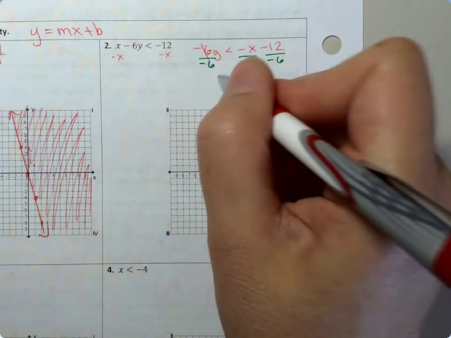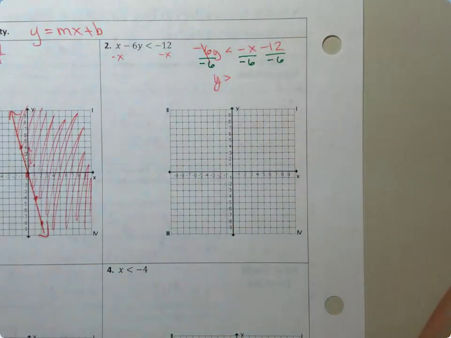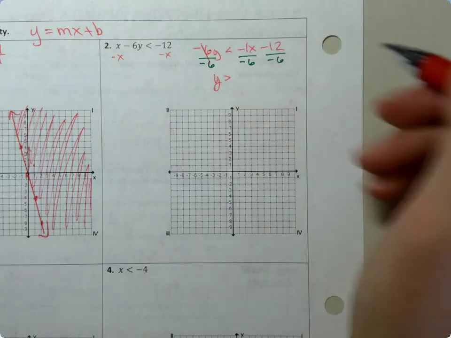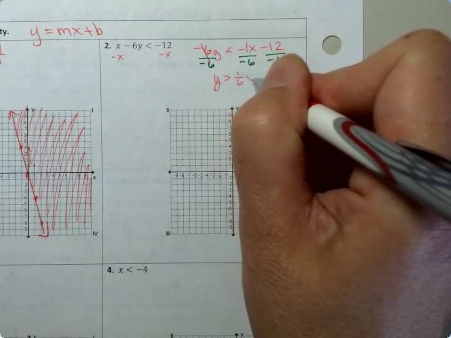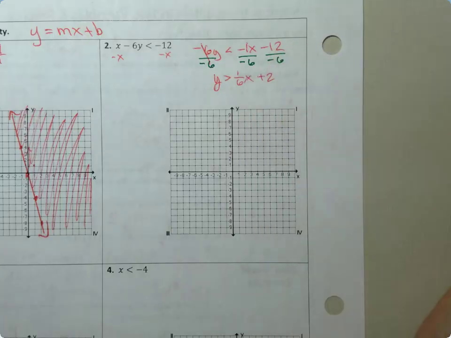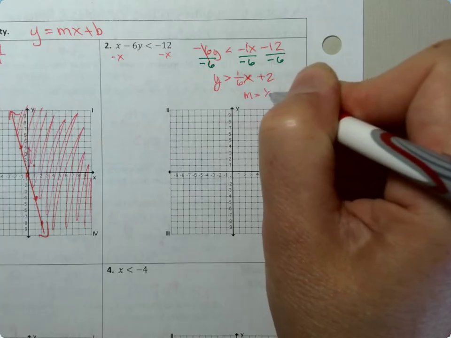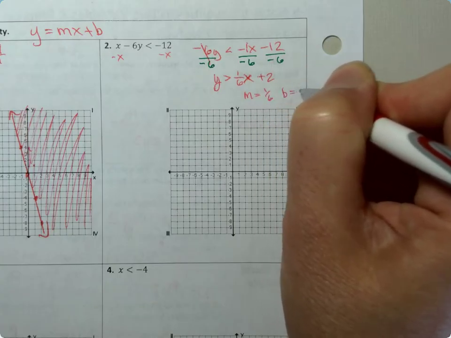Now, I prefer to divide each piece by -6 rather than one big fraction. That, I think, makes a difference, and it's y is greater than, right? We flip our inequality. This is really the same as saying 1/6x. There's a 1 in front of there, and then plus 2. All right, so my slope is 1/6, and my y-intercept is 2.